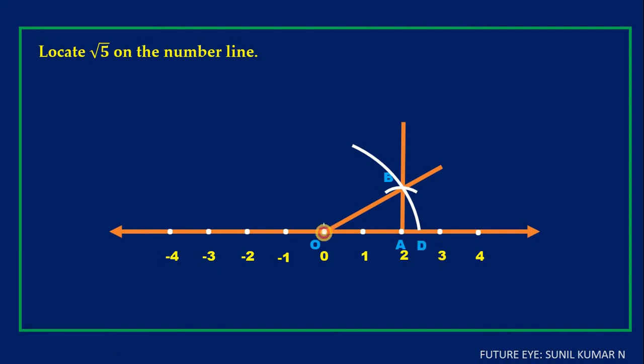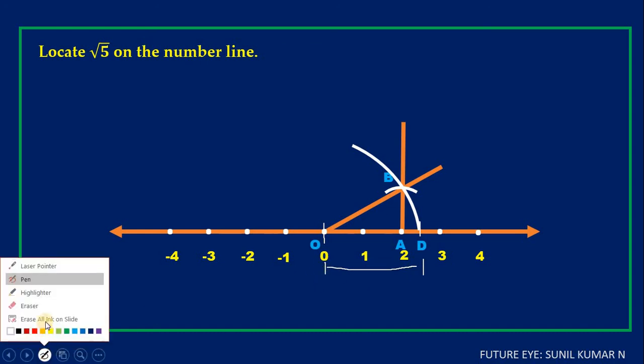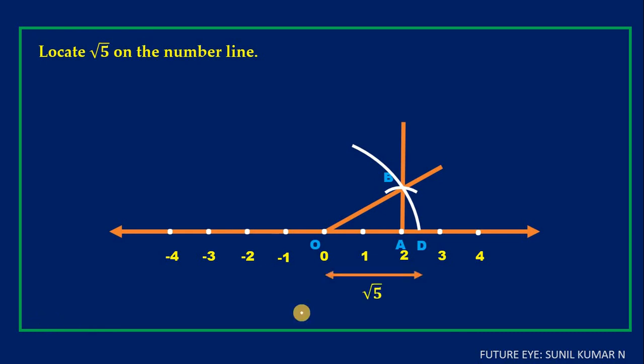Now from this point to this, means from O to D, otherwise 0 to this point, what will be that? That will be the length of root 5. So just mention that like this. So this is the length of root 5 and give the measurements here. So this we have taken as 1 centimeter and this is the 2 centimeter, hence it will be root 5.